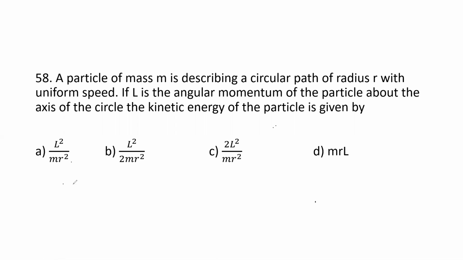The kinetic energy for a rotational motion in terms of angular momentum is given by L square divided by 2 into I. So L square as it is, 2 as it is, and I is the moment of inertia. The moment of inertia for a particle is given by mr square. Therefore, the correct option is L square divided by 2 mr square. Option B is the right option here, right?